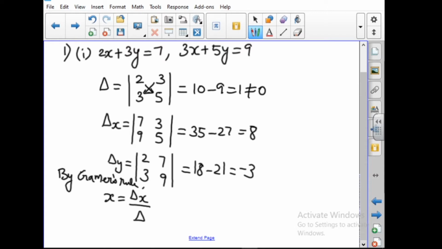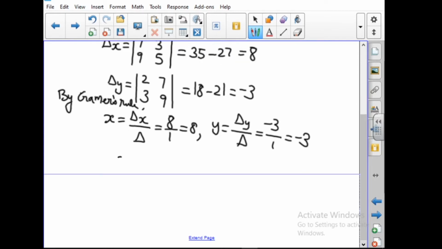Okay, by Cramer's rule, x = delta x by delta, that is 8 by 1, which is equal to 8. What is y? y is equal to delta y by delta. So it is nothing but minus 3 divided by 1, which is equal to minus 3. So what is the solution now? x comma y is equal to 8 comma minus 3. So this is the method to follow Cramer's rule to find the solution for the given equations.